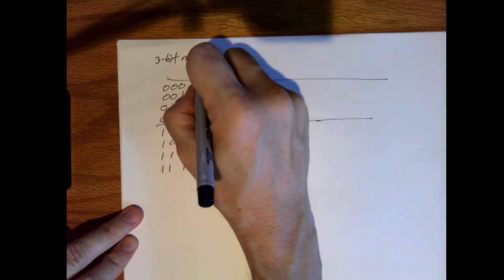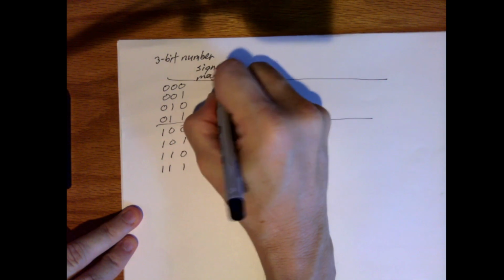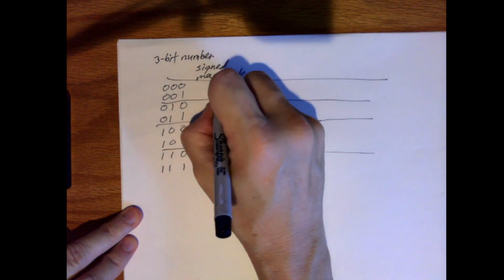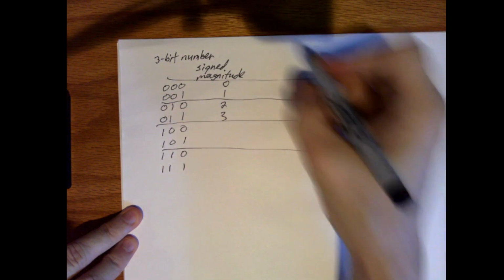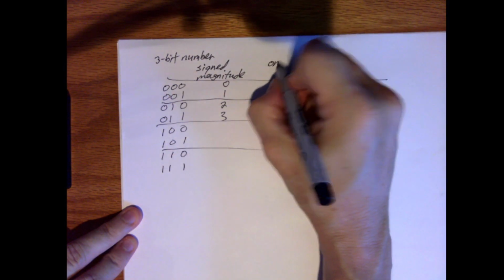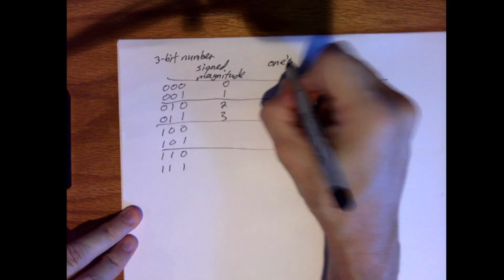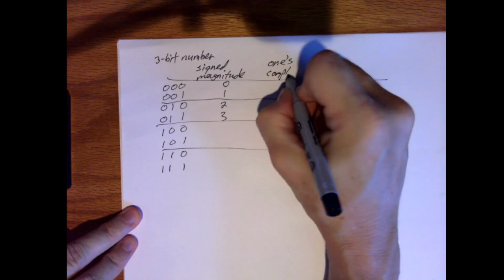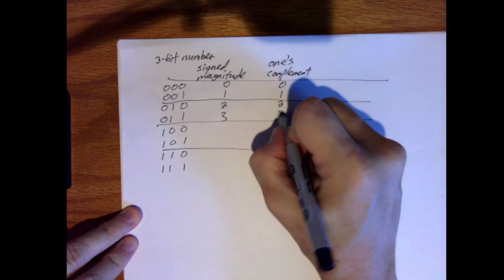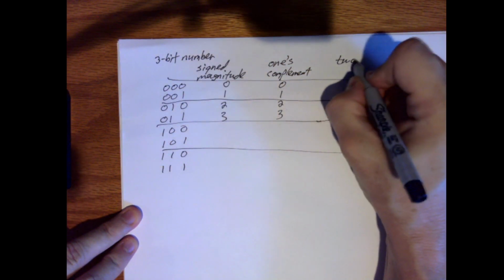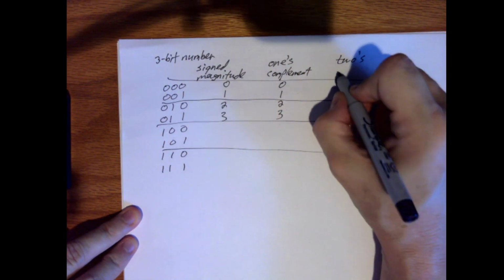If I'm using signed magnitude, let's draw some more lines to keep things lined up. So this is 0, 1, 2, 3, and that's going to be the case in each of these. 1's complement. Two's complement.